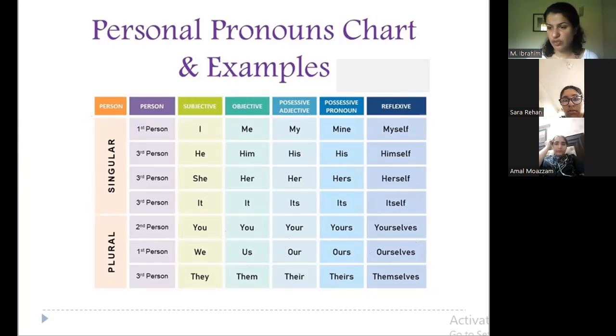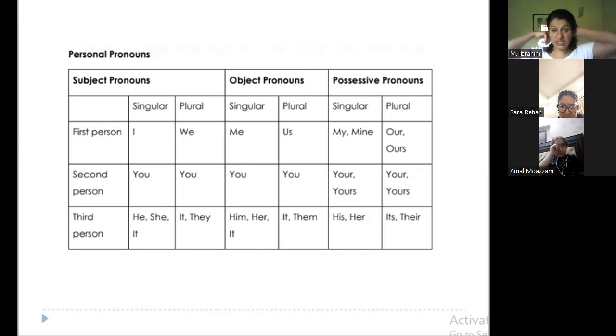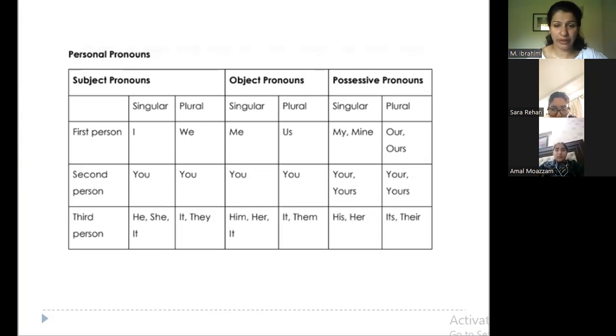Okie dokie, here comes your first exercise. Sorry, this is the chart which is given in your textbook. Again, it is similar to what I just did with you. It shows the subjective pronoun, the objective pronoun, the possessive pronoun. Then it has the two columns for each, singular and plural, first person, second person, and third person.